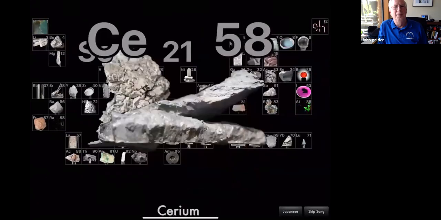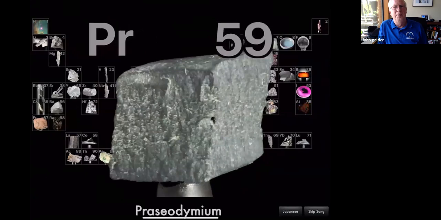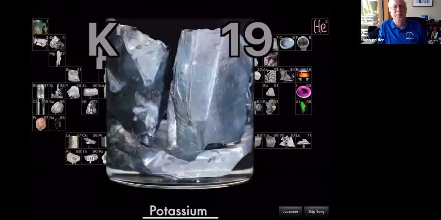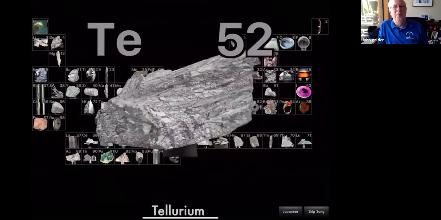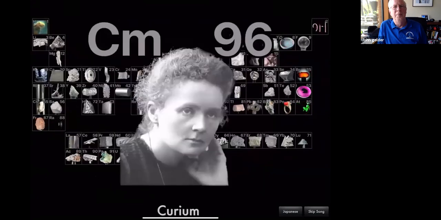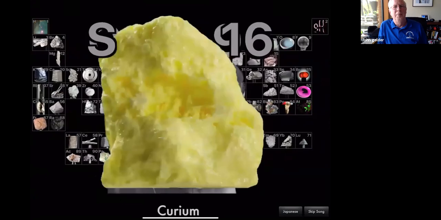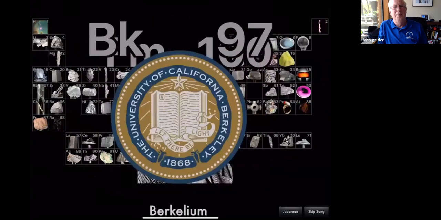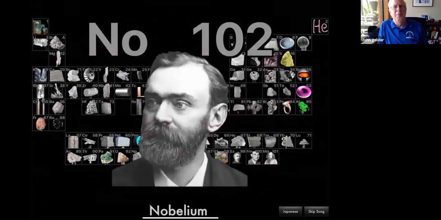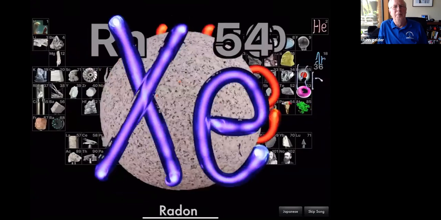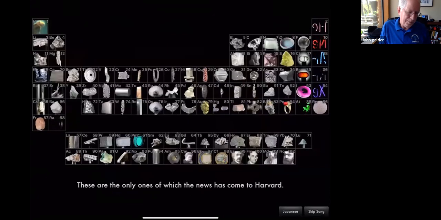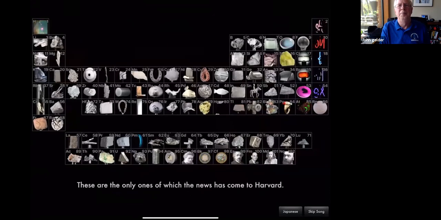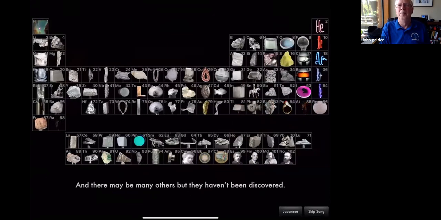Cerium and cesium and lead, plutonium, palladium, lithium, potassium, polonium, and tantalum, magnesium, titanium, tellurium, and cadmium, and calcium, and chromium, and uranium. There's sulfur, californium, and fermium, berkelium, and also mendelevium, einsteinium, nobelium, and argon, and plutonium, radium, uranium, rhodium, and chlorine, carbon, cobalt, copper, tungsten, and sodium. These are the only ones of which the news has come to Harvard. And there may be many others, but they haven't been discovered.